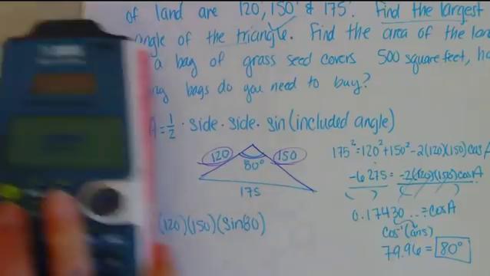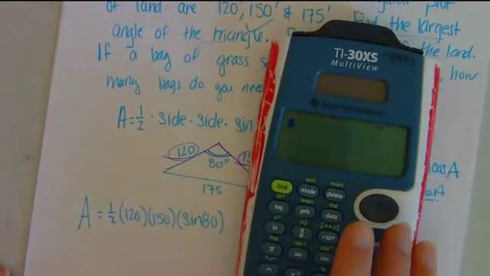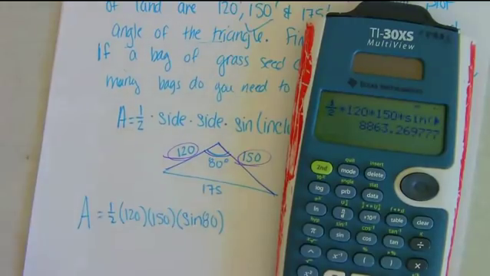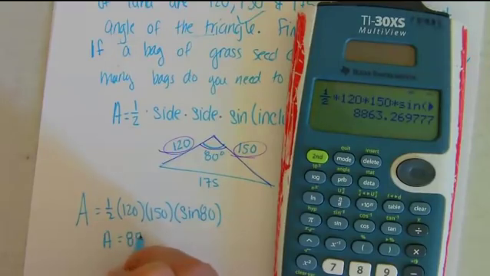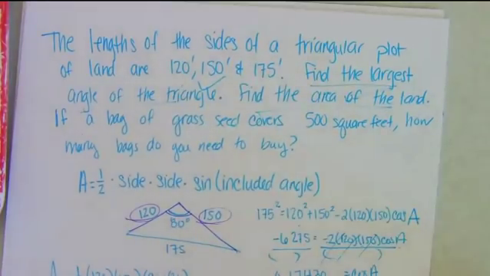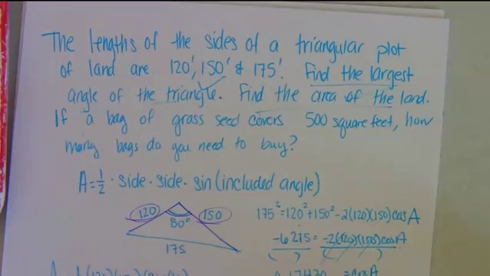So we're typing this all into our calculator. 1/2 times 120 times 150 times the sine of 80. Boom. We get that our area is 8,863.3 feet squared. Okay, so find the area of the land. Check. Did that. So now the last part says if a bag of grass seed covers 500 square feet, how many bags do you need to buy?